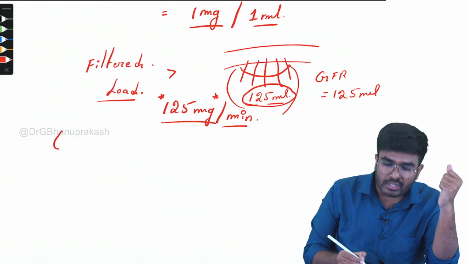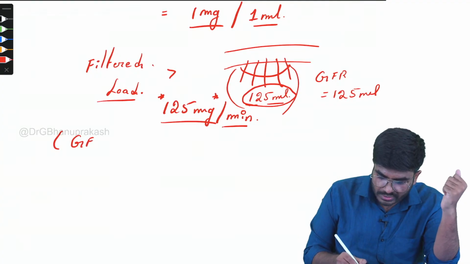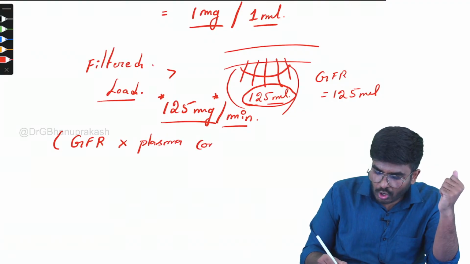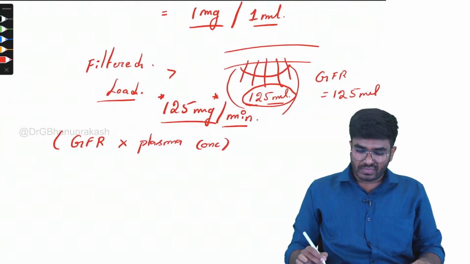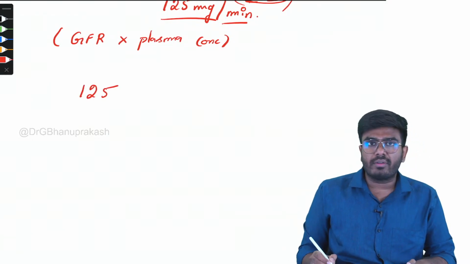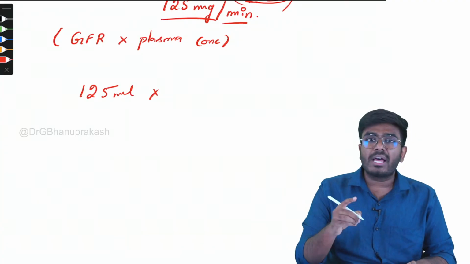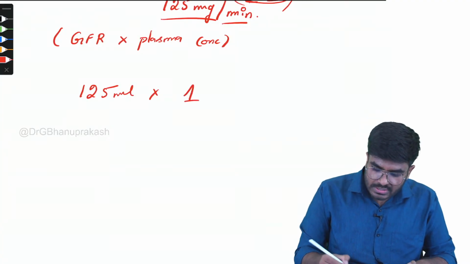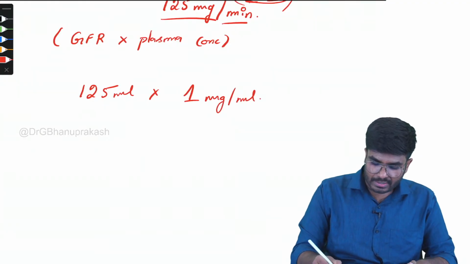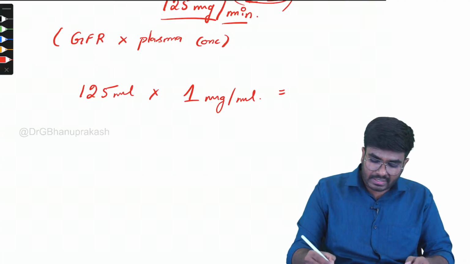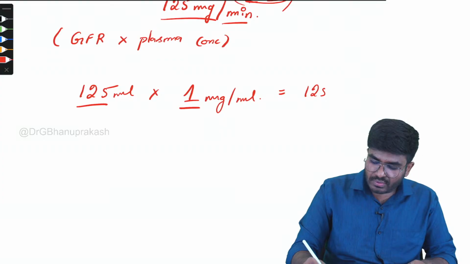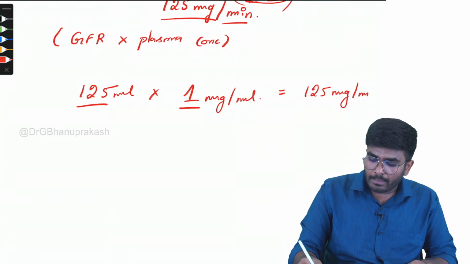The formula for filtered load is GFR into plasma concentration. For example, what is my GFR? Sir, GFR in my body is 125 ml. Okay, 125 ml. What is my plasma concentration of glucose? Sir, the plasma concentration of glucose is 1 milligram per 1 ml. So in a normal person like you and me, the filtered load is 125 into 1, that is 125 milligrams per minute.